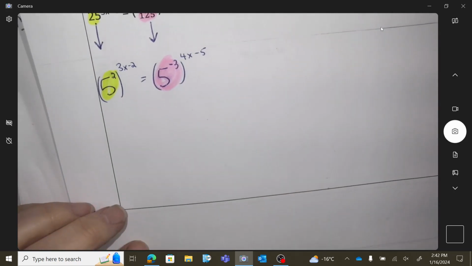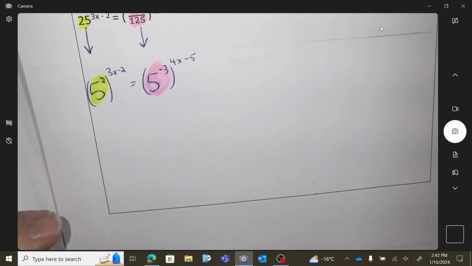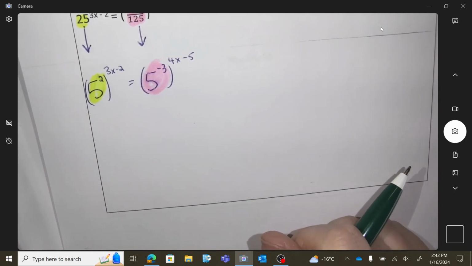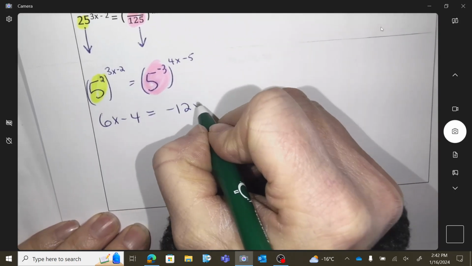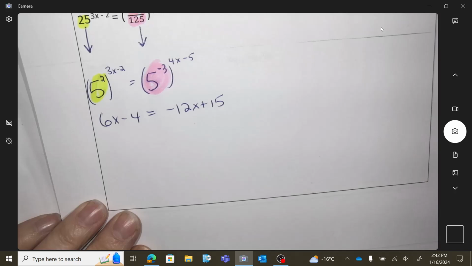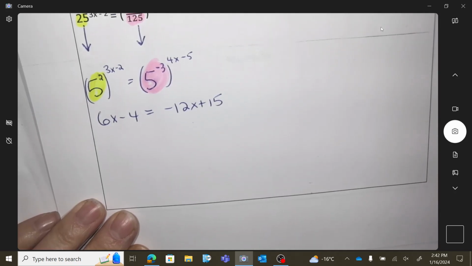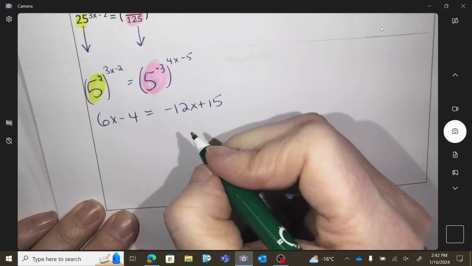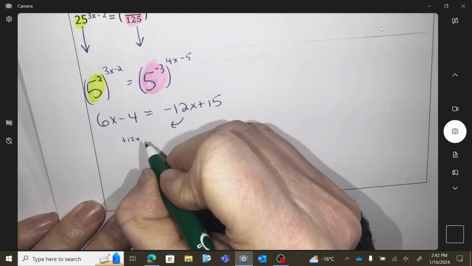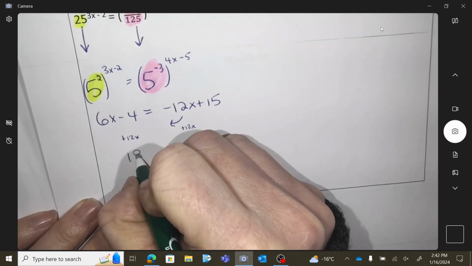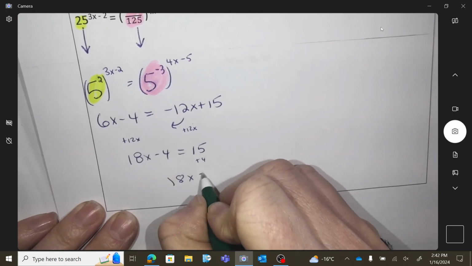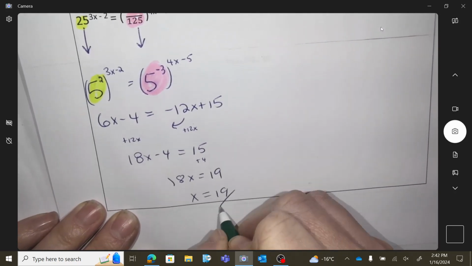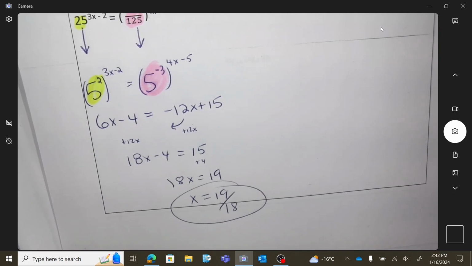Okay, so even at this point, if you want, you can drop the 5s. You can conclude this exponent equals this exponent. Okay, no calculator, right?